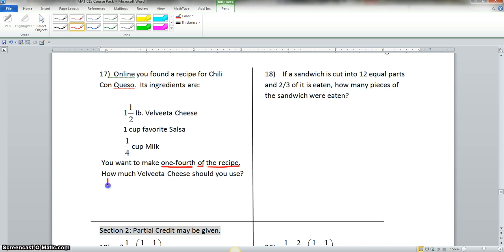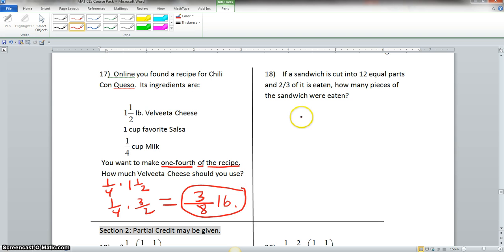Now 1/4 we know is 1/4. Of means multiplication. And now we do the recipe, which is the Velveeta cheese, which is 1 1/2. Now we know we have to change this 1 1/2 to an improper fraction, which will give us 3/2. Now we look here in our numerator. 1 times 3 is 3. 3 is already prime. And we know 4 and 2 has no factors of 3. So we could just multiply. So it would be 3/8 pound. And there's no other simplifying.